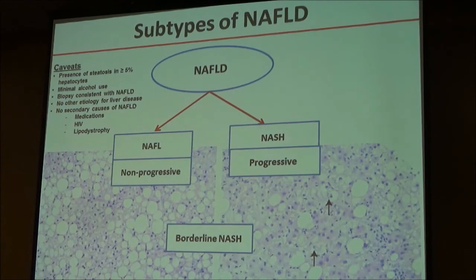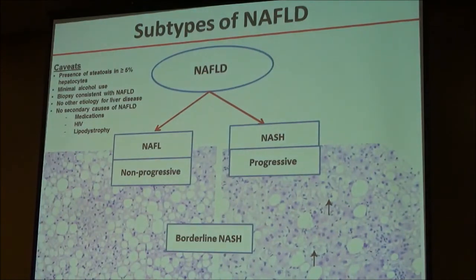So that's why it's important for you to know if you have simple fat in the liver versus the progressive form of fat, NASH. As I mentioned, NASH can only be diagnosed via biopsy. So you have to have tissue, you have to have histology in order to diagnose NASH. You can see all those big white spots. Those big white spots are fat in the liver.